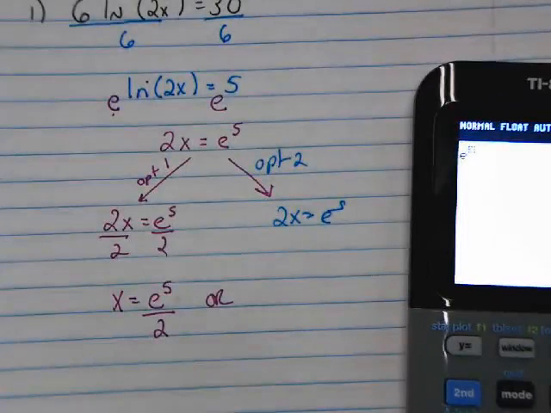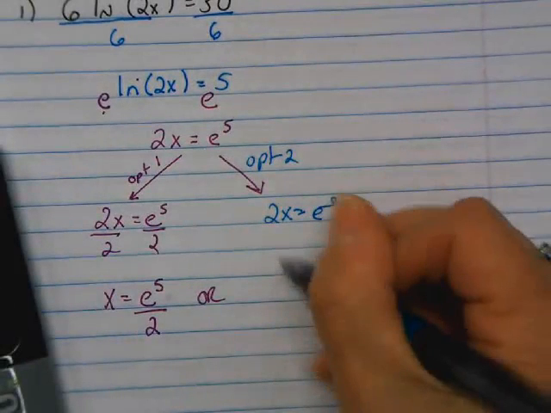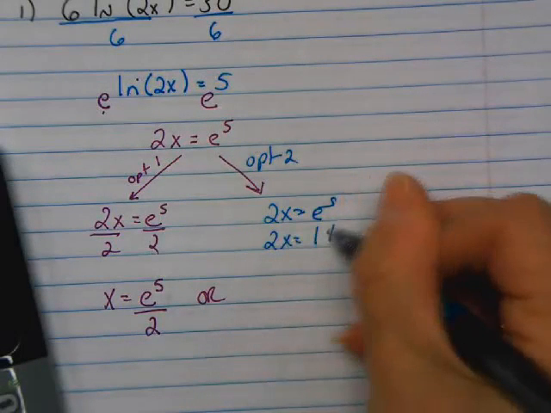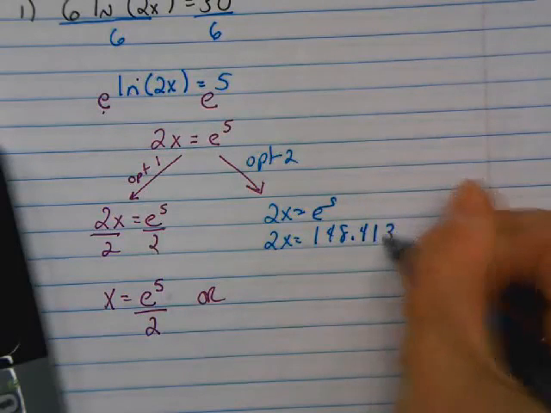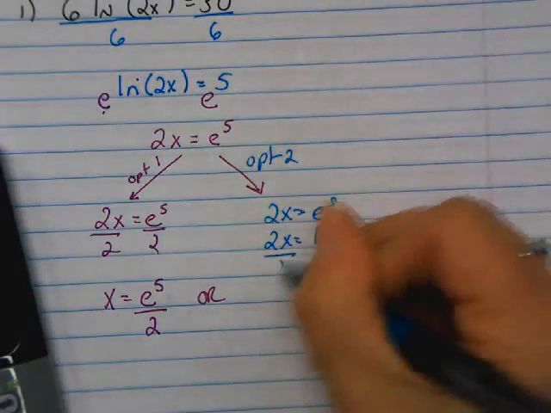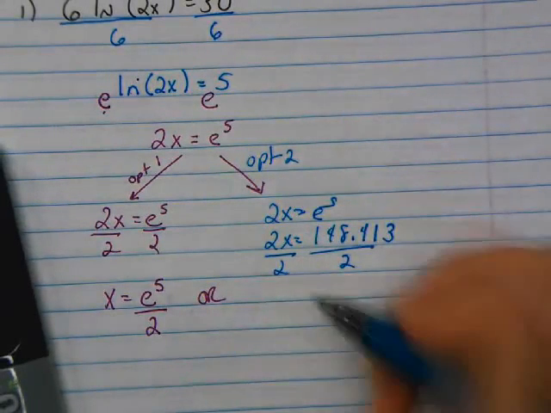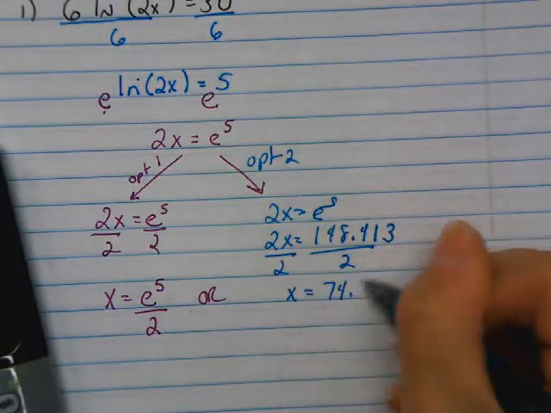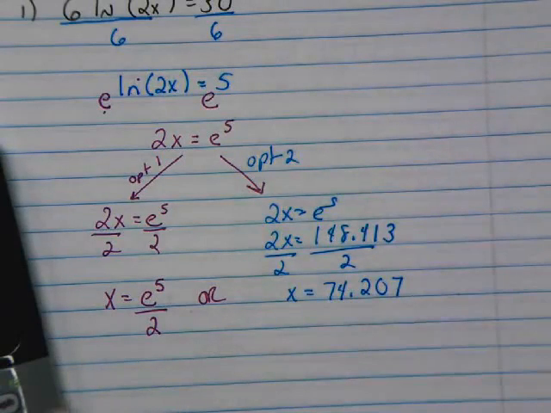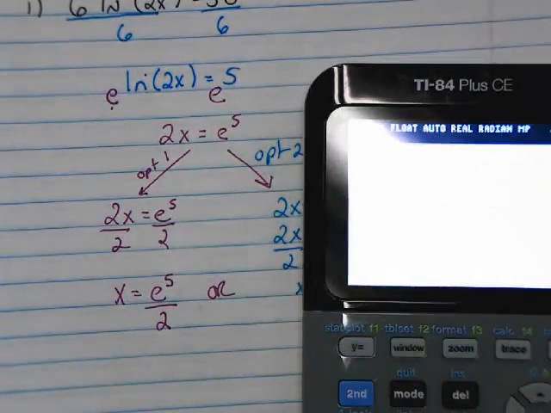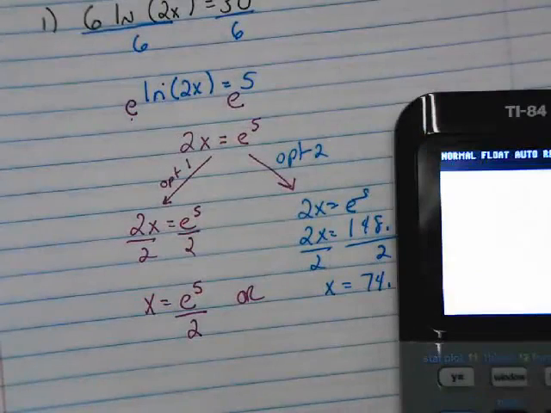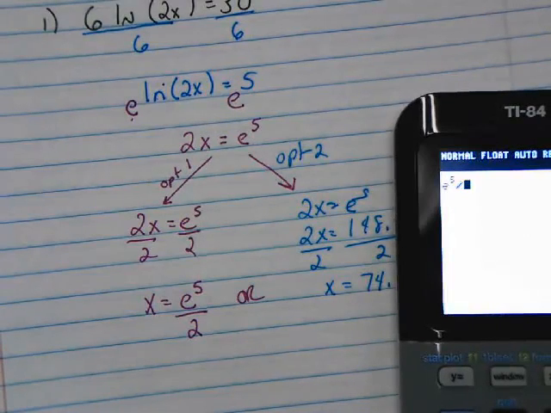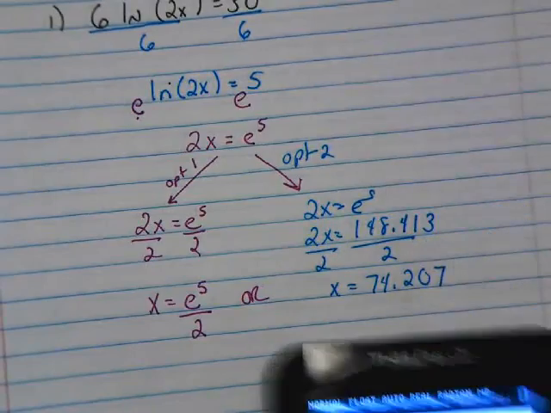Okay, so you get that 2x is equal to 148.413. And now you're going to divide by 2, and you get that x is equal to 74.207. Okay, for those of you who did it this way, let's just double check and see how far my non-purists are. So you'd have e to the 5th divided by 2. And so you can tell they're off slightly, if you could see it. Okay, but again, not by too much.